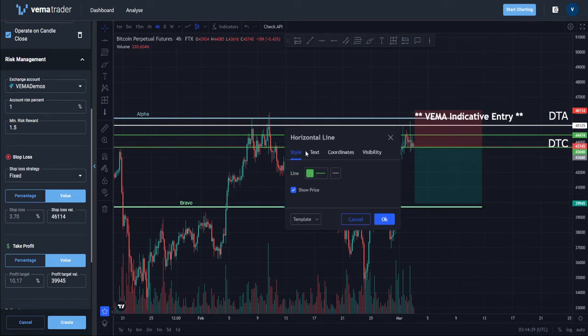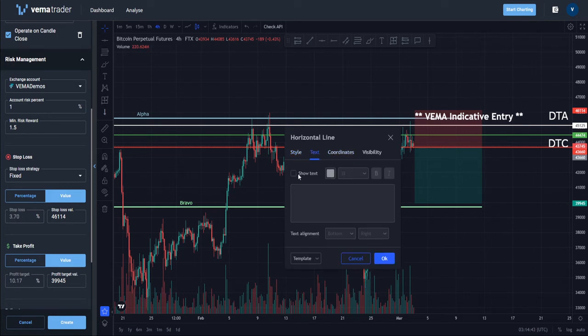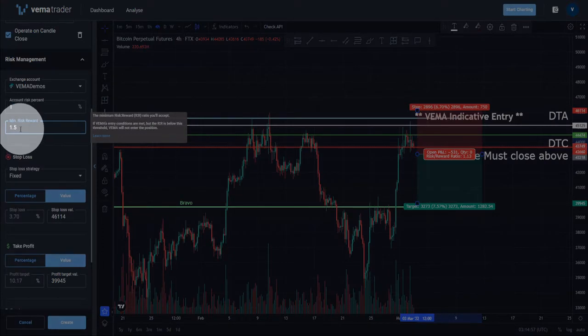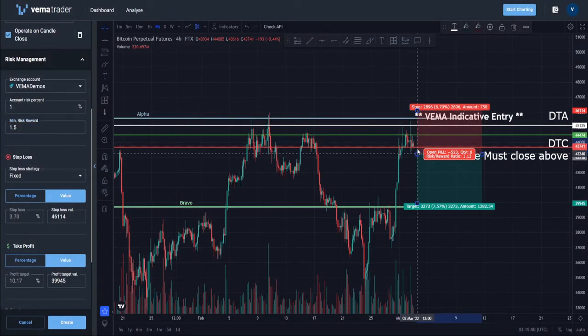So price has to close, we will call this red, and we'll call that price must close above. Because if price closes anywhere lower than this, our risk reward will be less than 1.5 to 1, and so VEMA won't take that trade because our minimum risk reward is set at 1.5 to 1. So price has to close between this red line and the green line.